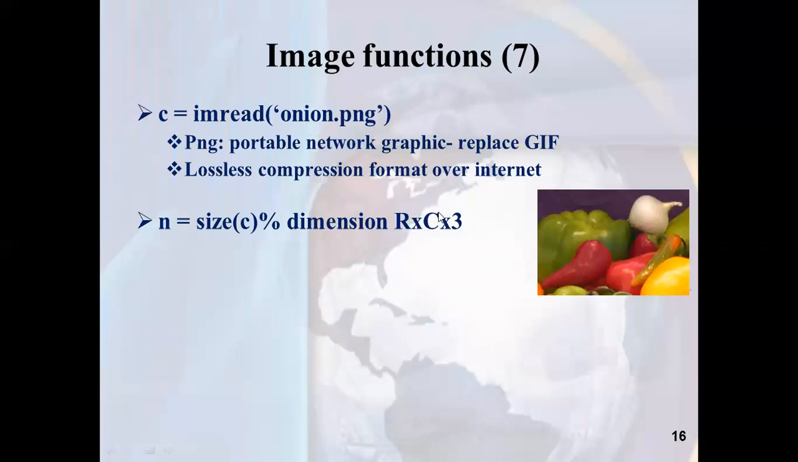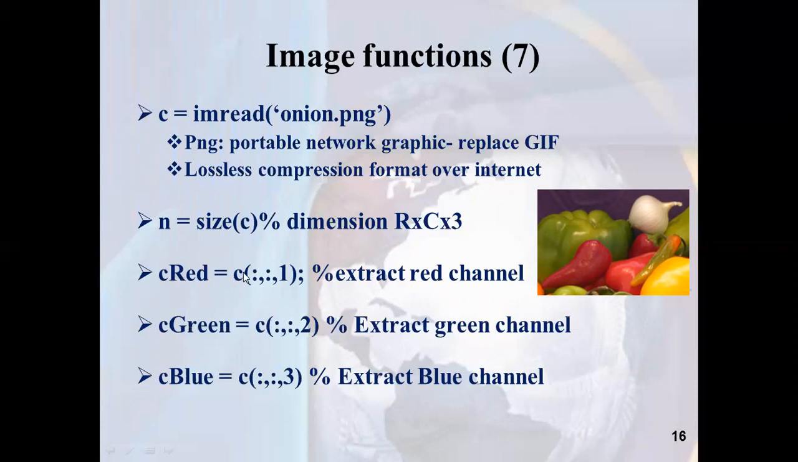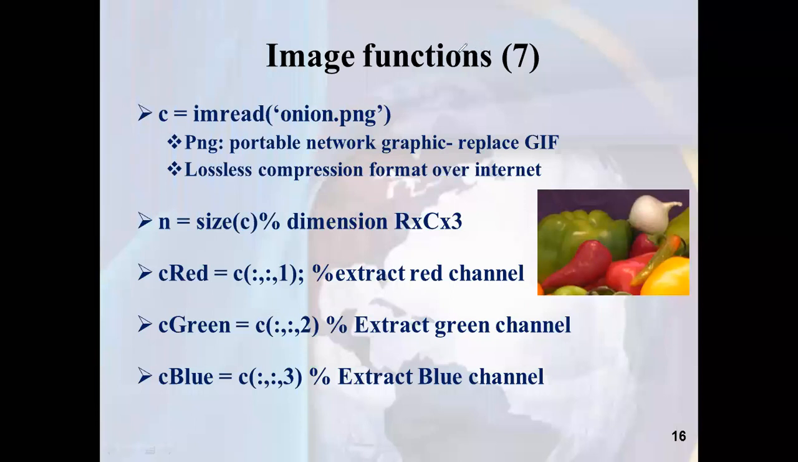So it has the dimension R times C times 3. Why do we have times 3? Because we have one matrix for red, one matrix for green, and one matrix for blue, because we have the RGB system. So to find the red matrix, it's C(:,:,1), it means all rows, all columns, 1, the first matrix. C green is C(:,:,2), all rows, all columns, but the matrix number 2, and C(:,:,3) means the matrix number 3. So in this case, we can find the matrices.